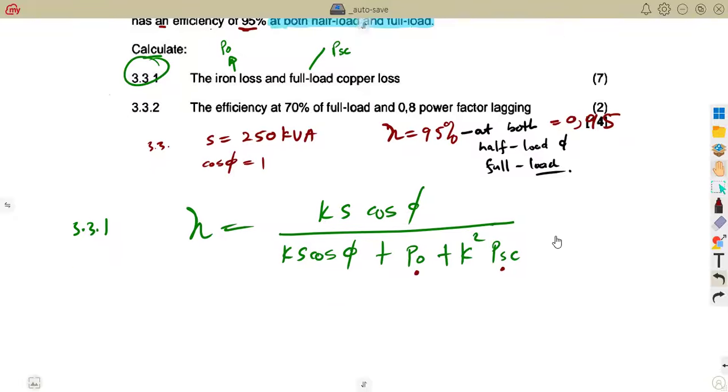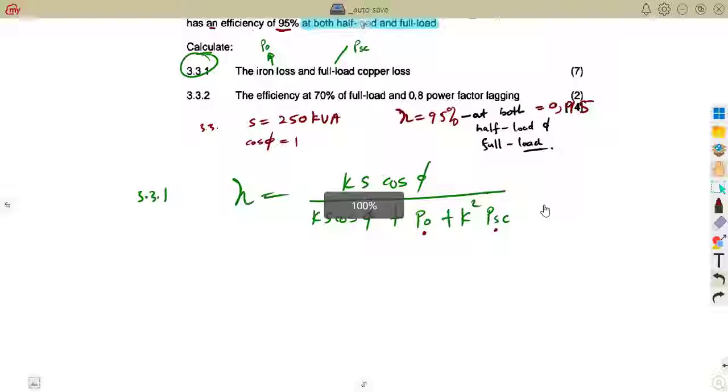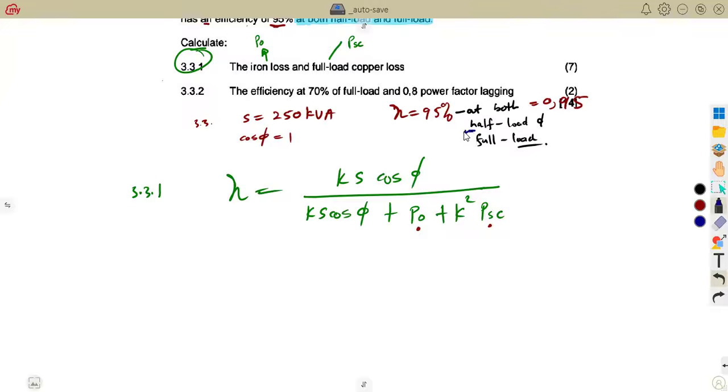The efficiency is the same, but there are two different types of loads that we are given. So let's start with the half load, all right? Because we are saying they have the same efficiency. So let's start with the condition for the half load. What will be the condition of our efficiency for the half load? Efficiency is equal to what? The same thing, 95%, which I said as a decimal, 0.95.